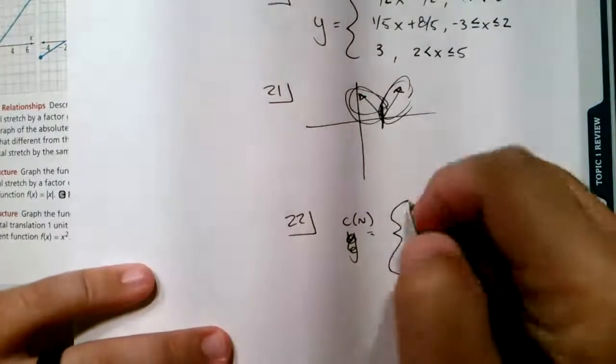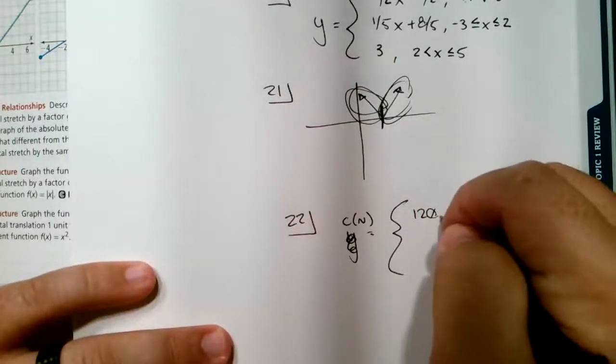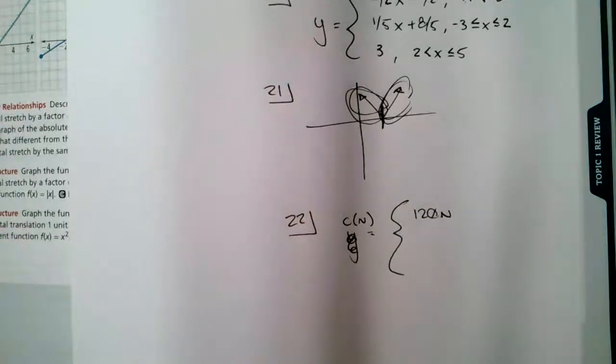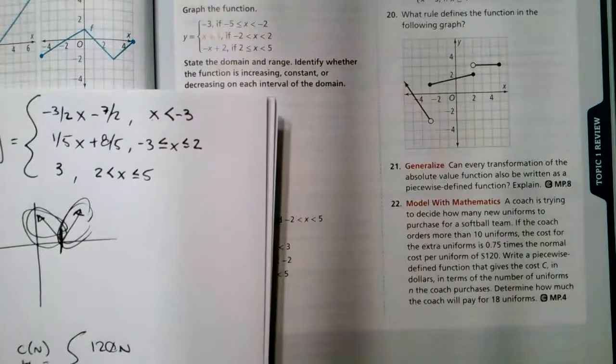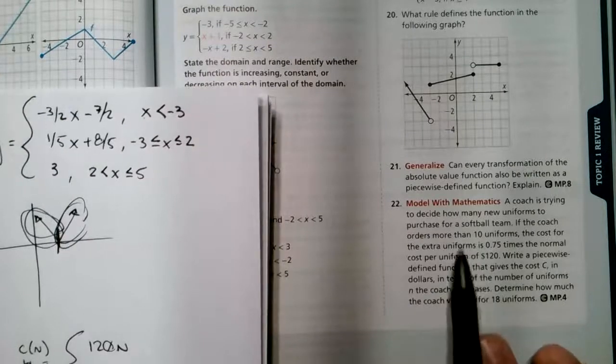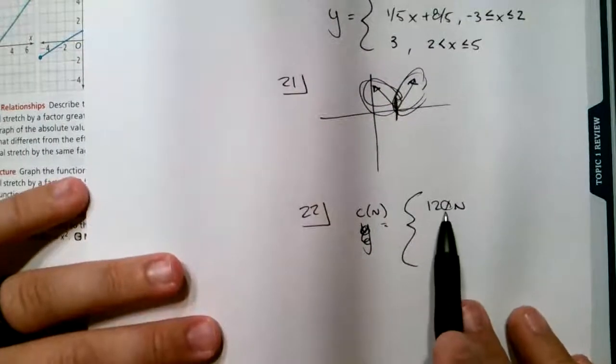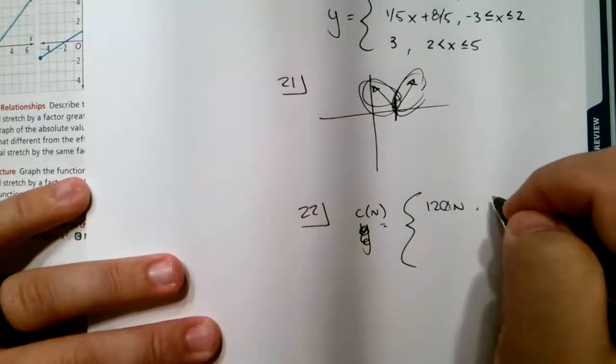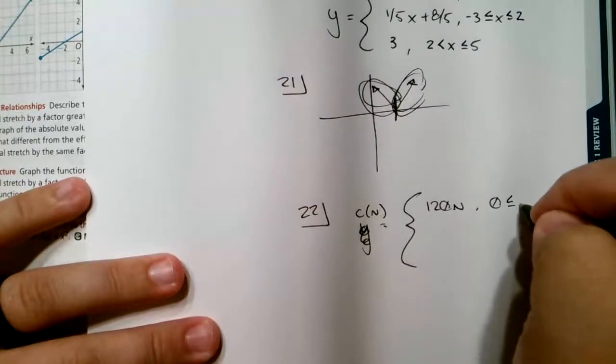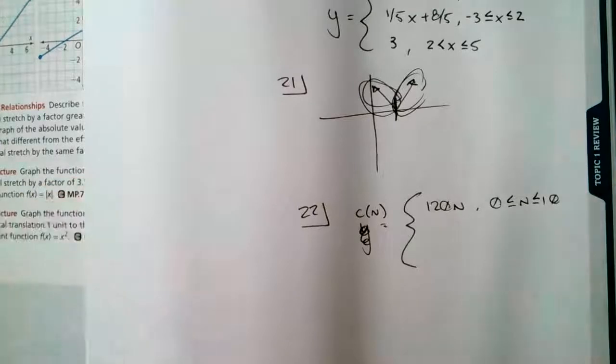So the first equation, the first part of this piecewise function, I think is dealing with the $120 that they were talking about. So they said the normal cost of a uniform is $120, but you basically get this discount once you purchase more. So I think that's the two pieces they're looking for here. The normal cost, so if that's $120, that's going to be $120 per uniform, right? And then you only get that discount, if I remember correctly, if you order more than 10 or at least 10. Let me check.